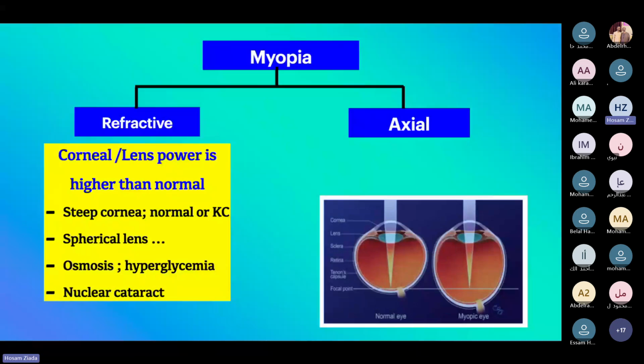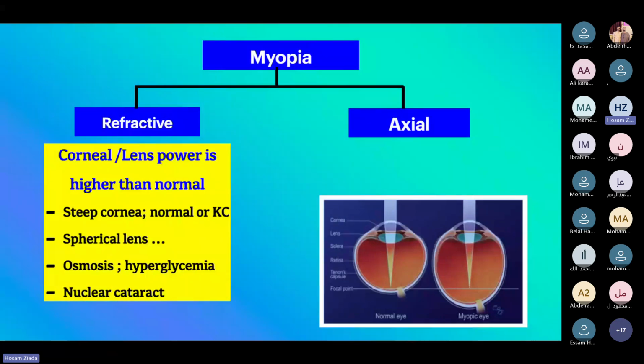Myopia means short-sightedness. What does myopia mean? Short-sightedness means the person can see the near objects while the far objects are blurred, he cannot see. Either refractive or axial. Axial means that the axial length of the eye, which is the distance between the corneal vertex or corneal apex and the fovea, is longer than normal.